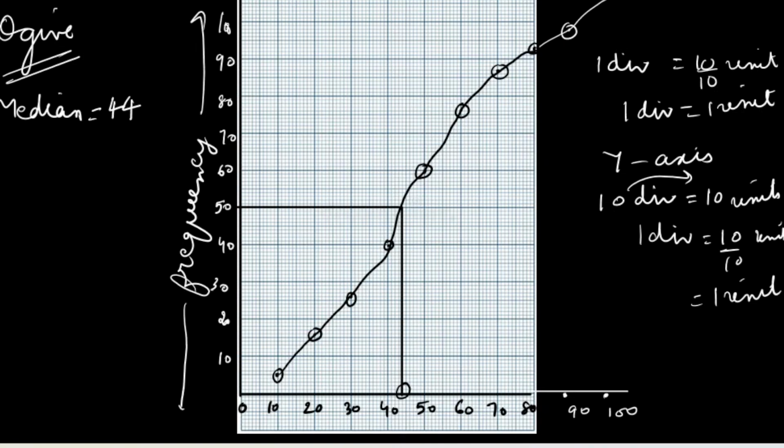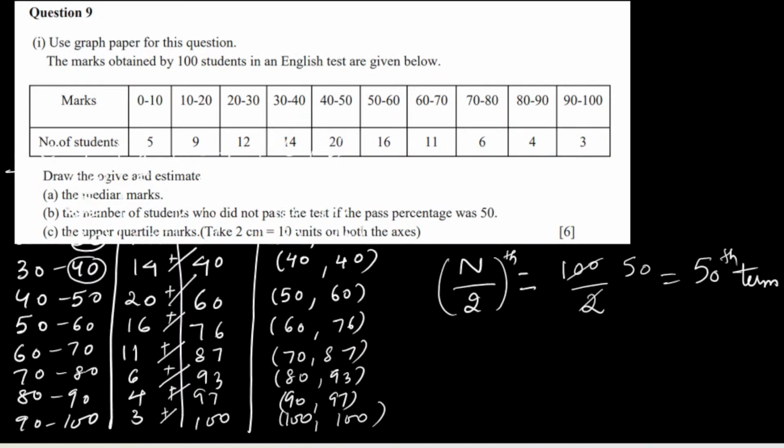47, approximately 45. Okay, so in the 40s you are getting 47, maybe somewhere you have done it, it can still be considered. Okay, so the median around that much you will get: 44, 45 or 46. Okay, so the median we have done. Now what's the second thing we have to do?